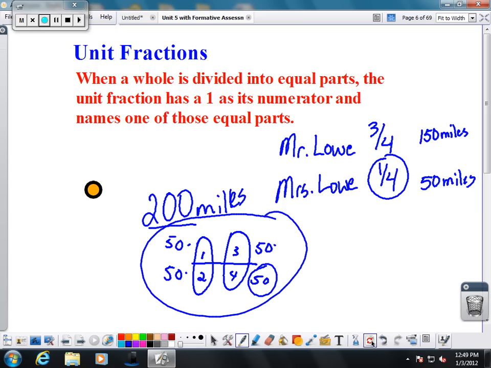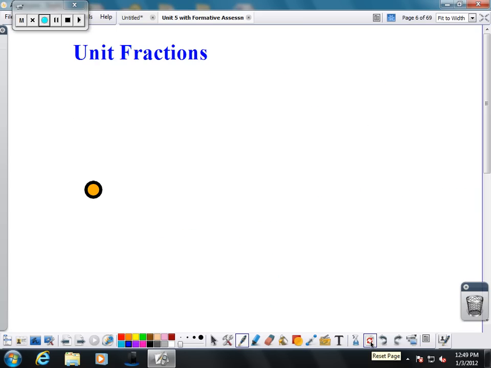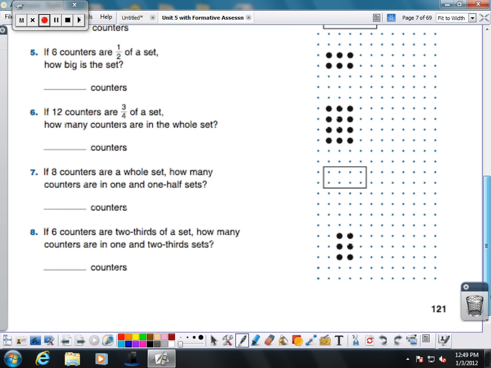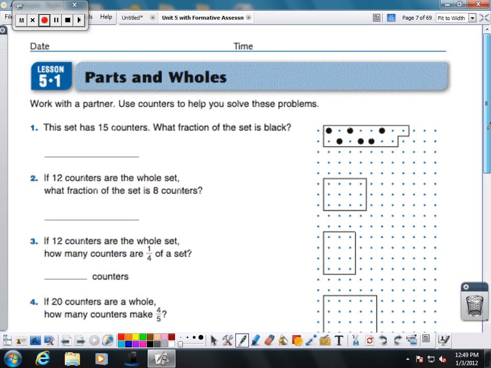This was just a quick overview. As you come in tomorrow and you get your math journal, you are going to want to turn to page 121, and we're going to start working through these. It says work with a partner. I'll allow you to work with a partner if you need to. You can use counters to help you solve the problem. You might want to just focus on using the dots over here. So we'll do the first one together.